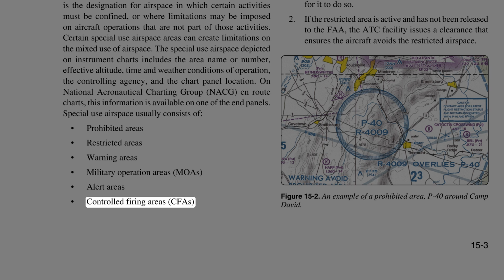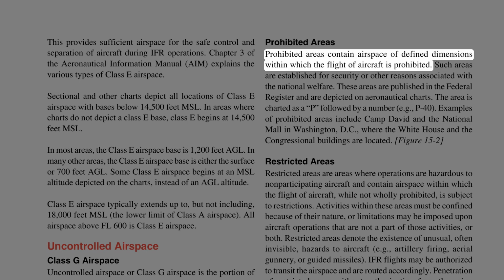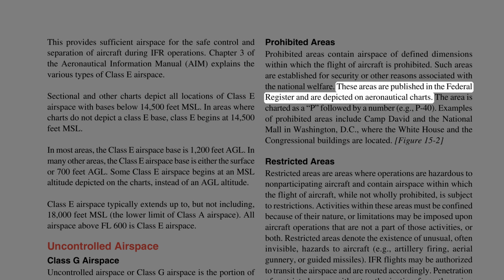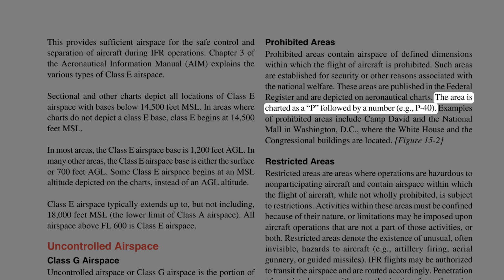Special use airspace usually consists of prohibited areas, restricted areas, warning areas, military operation areas, MOAs, alert areas, and controlled firing areas, CFAs. Prohibited areas. Prohibited areas contain airspace of defined dimensions within which the flight of aircraft is prohibited. Such areas are established for security or other reasons associated with the national welfare. These areas are published in the Federal Register and are depicted on aeronautical charts. The area is charted as a P, followed by a number, e.g., P40.